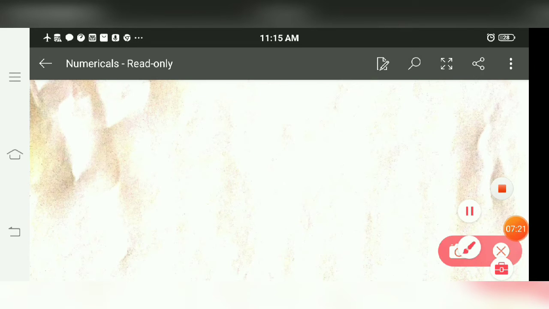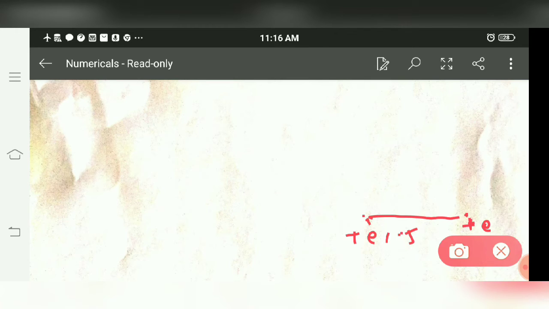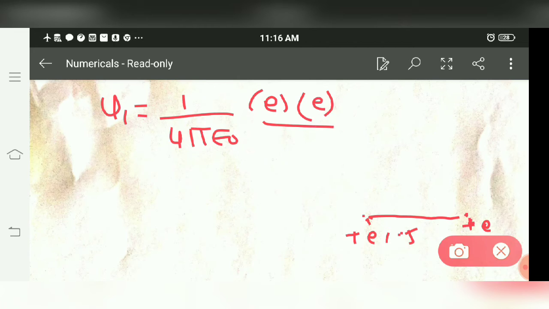Suppose initially there is nothing here. First we bring this positive charge, then we bring another positive charge. First, if this positive charge is present, then the work done in bringing the other positive charge at a distance of 1.5 angstrom is U1 equals 1 by 4 pi epsilon naught, first charge times second charge upon the distance between them.